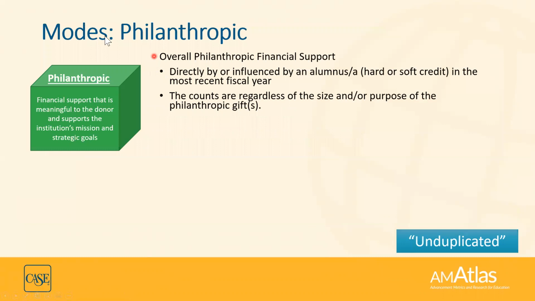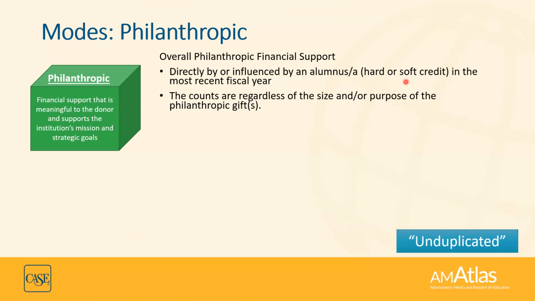So the first is philanthropic. This is probably the most straightforward of the four modes. However, unlike some of our survey instruments, we are actually asking you to provide a count of all alumni who either directly made a gift in the most recent fiscal year or a gift was made on their behalf.